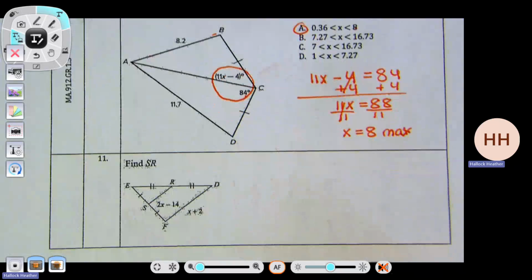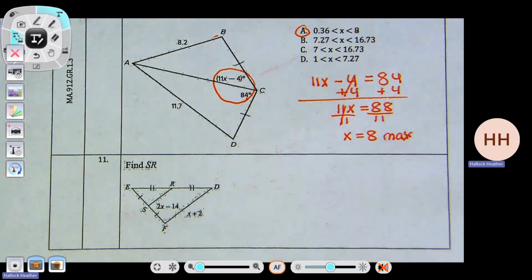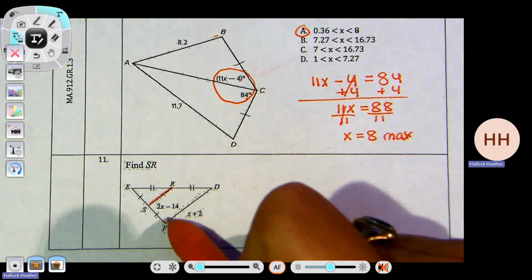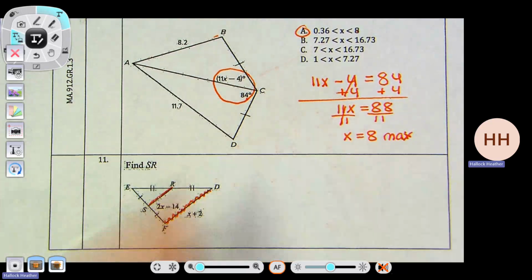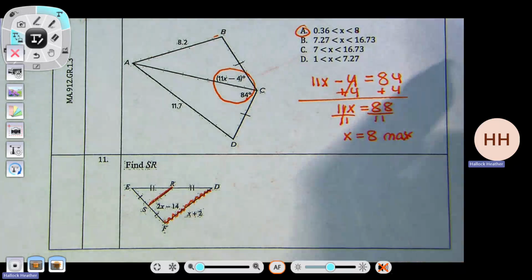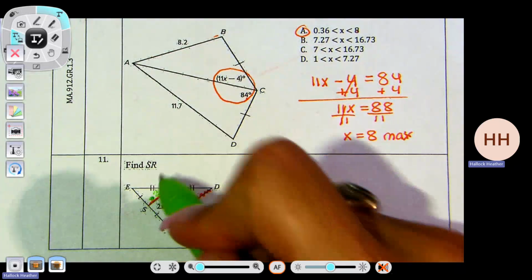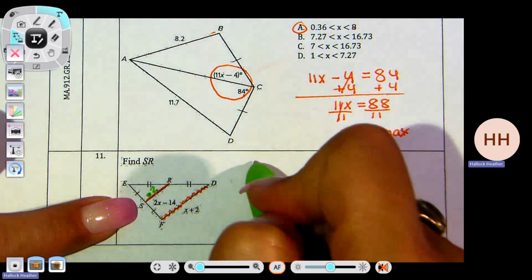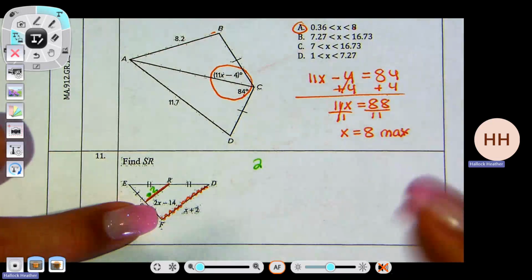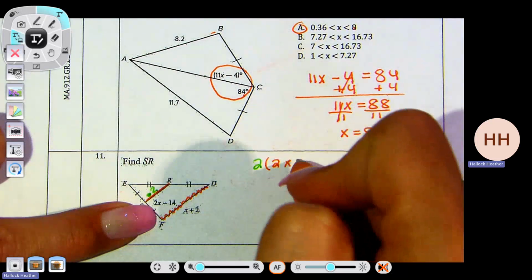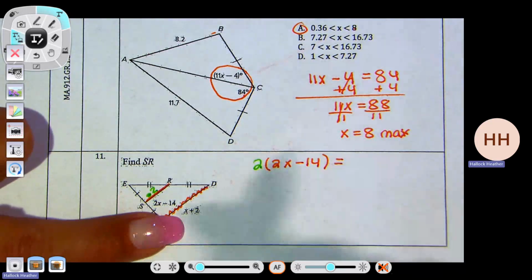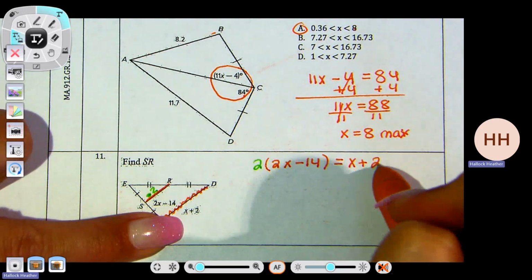And then last but not least, last question is midsegments of triangles. So this distance is definitely smaller than this distance. We are not going to equal them to each other. We have to take the middle and we're going to have to multiply it by 2 because it represents half the length of the outside of the triangle. So we're going to multiply the midsegment by 2, which is 2x minus 14. Then it's going to be equal to the outside, which is x plus 2.